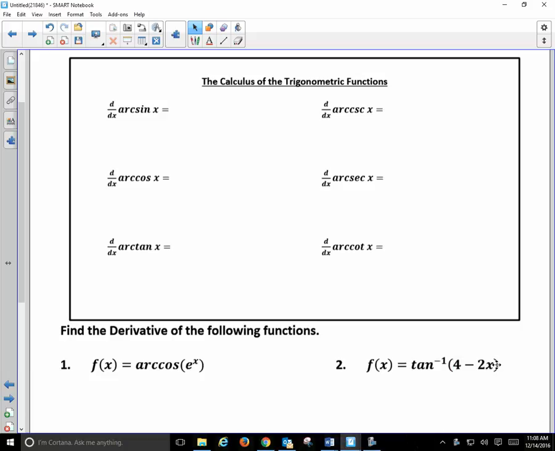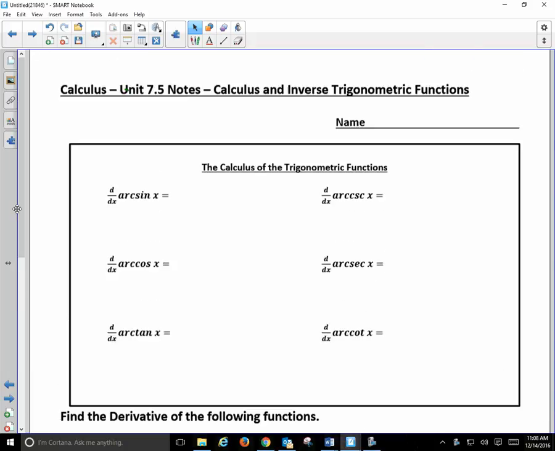So you know what the derivative of sine is. What's the derivative of sine? What's the derivative of cosine? Negative sine. Just like sine and cosine are functions and have derivatives, their inverses have derivatives as well.